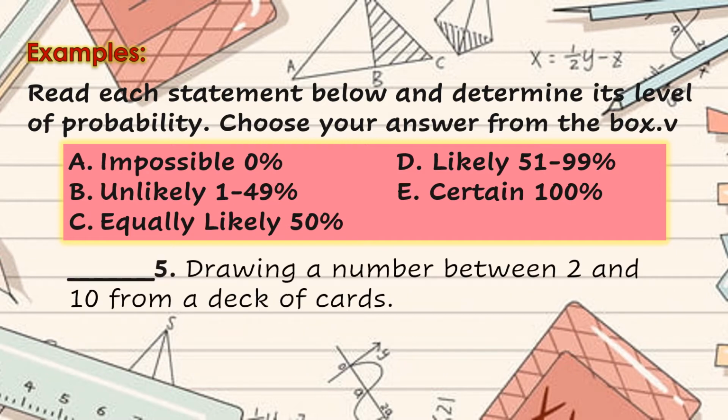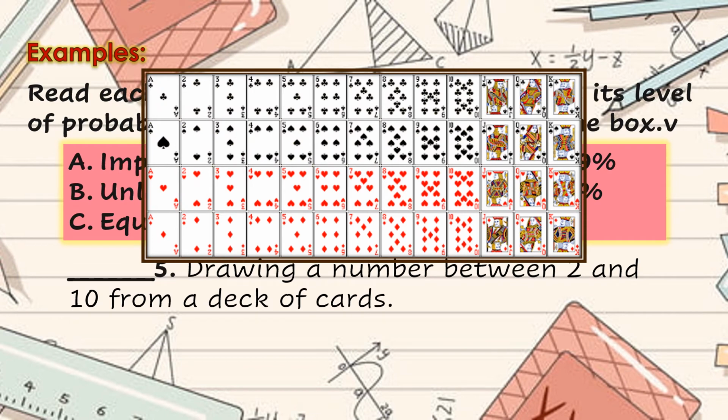Number 5, drawing a number between 2 and 10 from a deck of cards. Ayan, so ito ang ating deck of cards and ang tinatanong na probability ay ang makapag-draw tayo ng cards between 2 and 10. And these are from 3 to 9. 1, 2, 3, 4, 5, 6, 7. So, 7 clubs, 7 spades, 7 hearts, and 7 diamonds for a total of 28. So, the probability is 28 over 52.